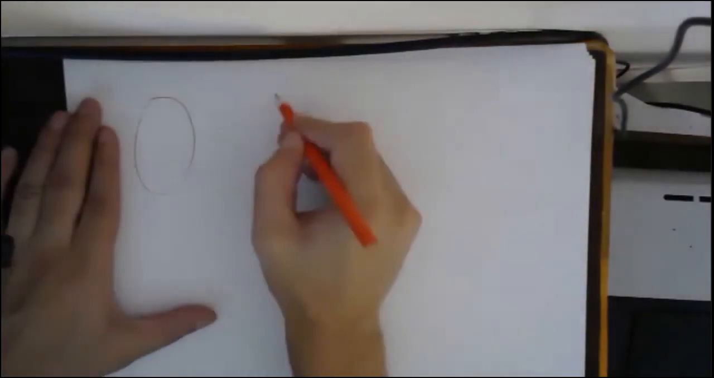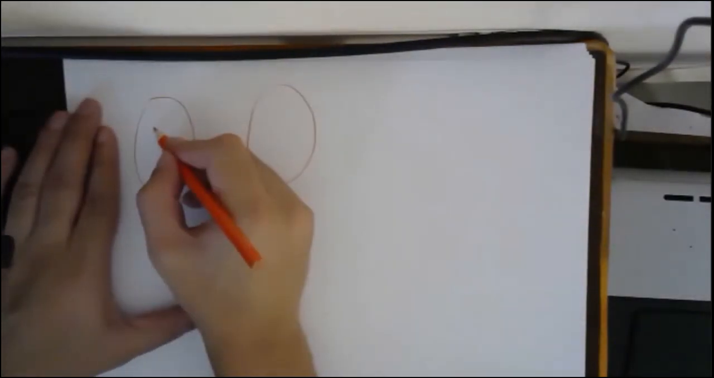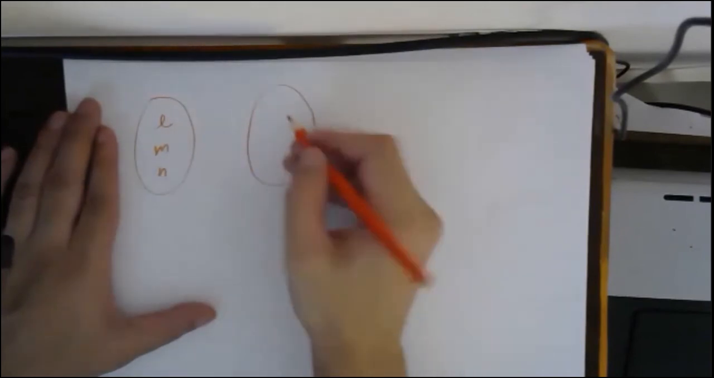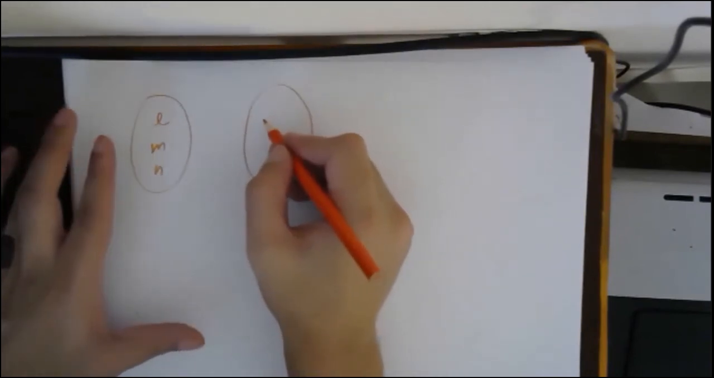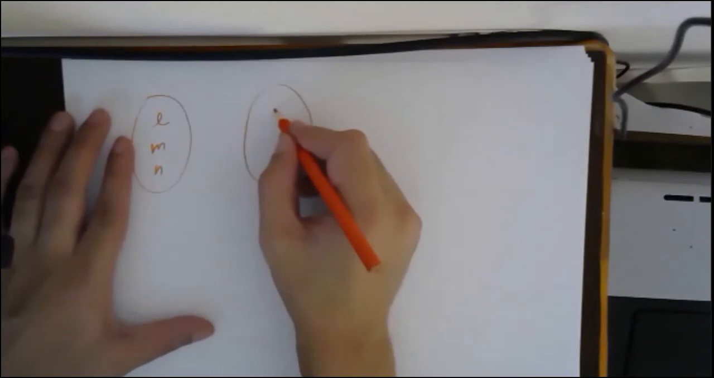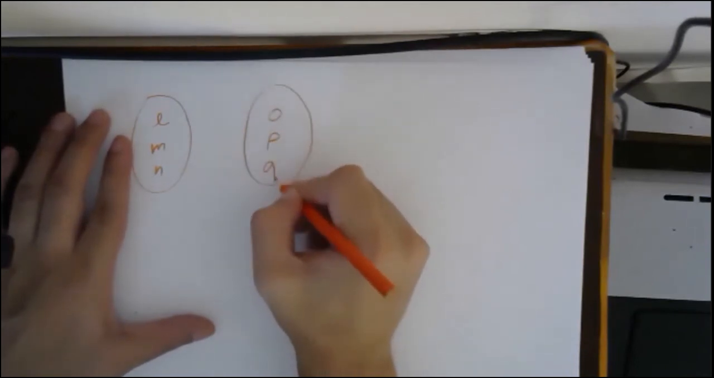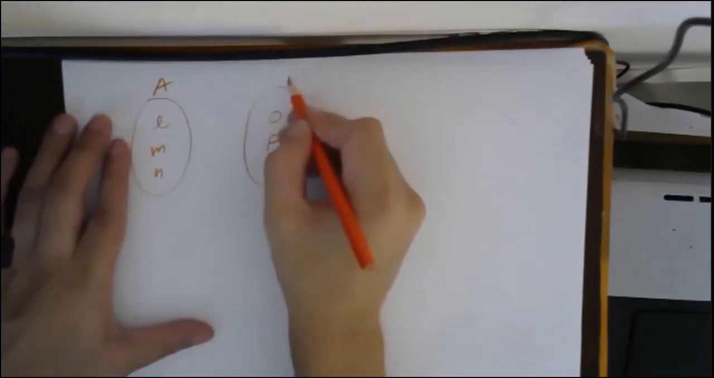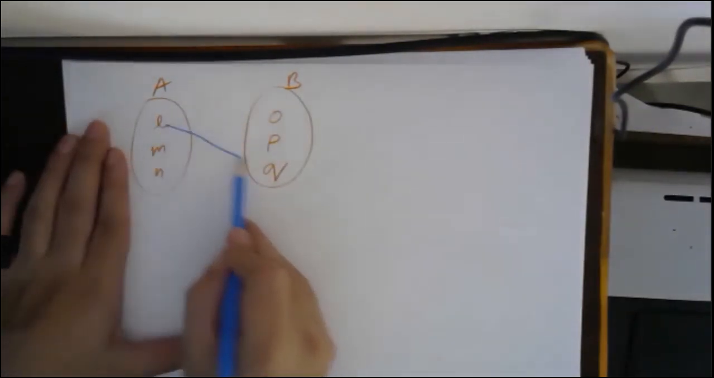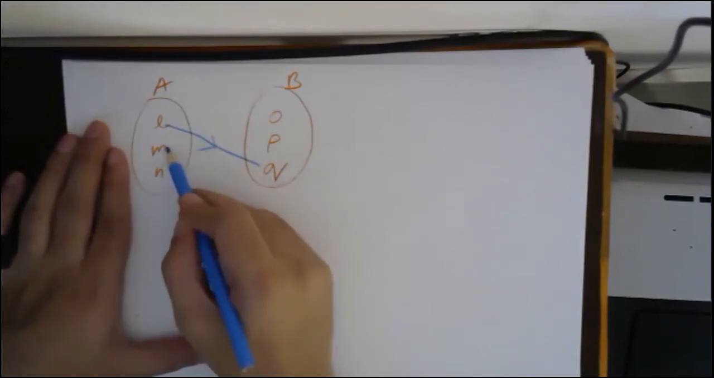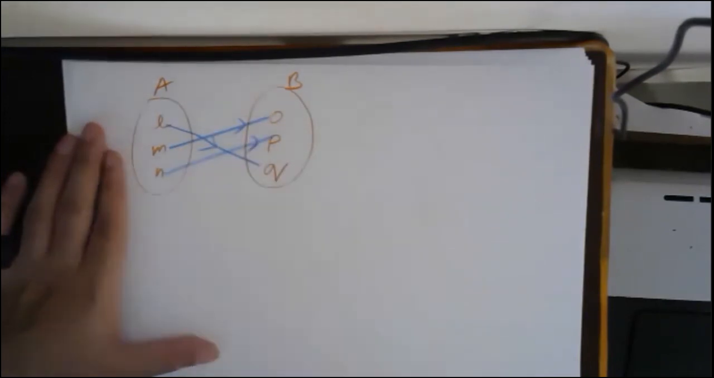Let's see. Now suppose I have L, M, N, and this is O, P, Q. This is set A and this is set B. Now suppose I link first. Anyway, you can link as you like, but I'm linking because I'm teaching. This is linked with this, this is linked with this, and this is linked with this.